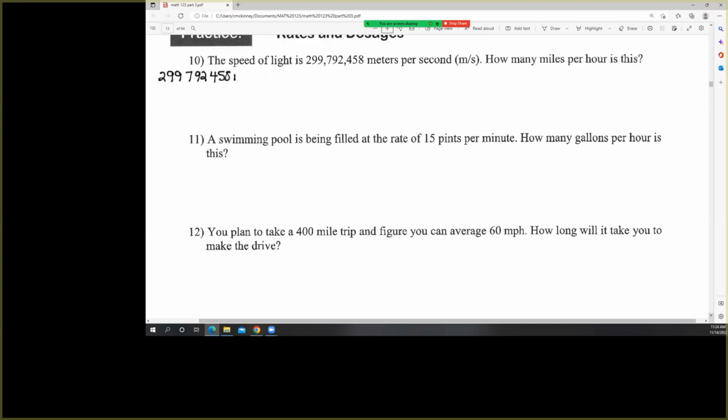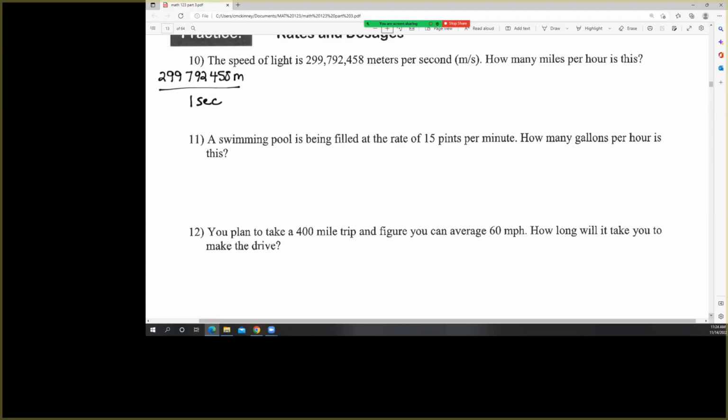So this is meters for 1 second. And then if we want to know how many miles per hour, your choice, you can take care of the time or the length first. Which one do you want to do? We got to do both.